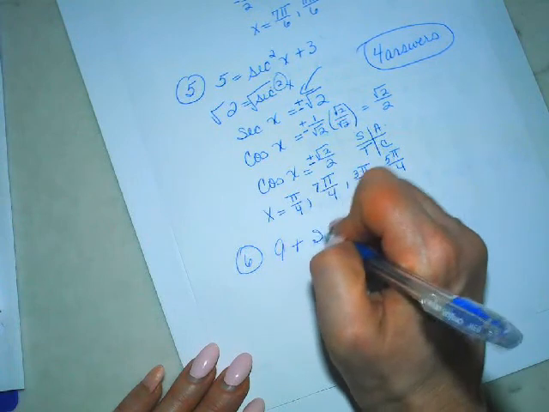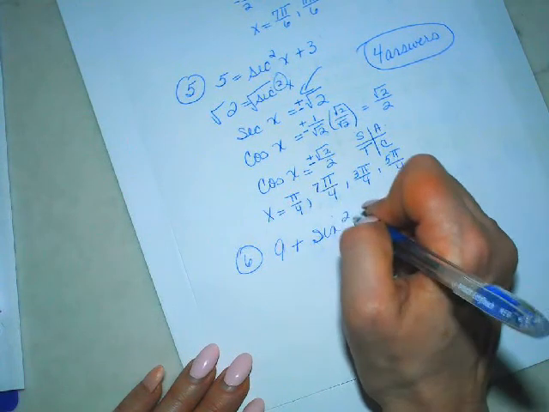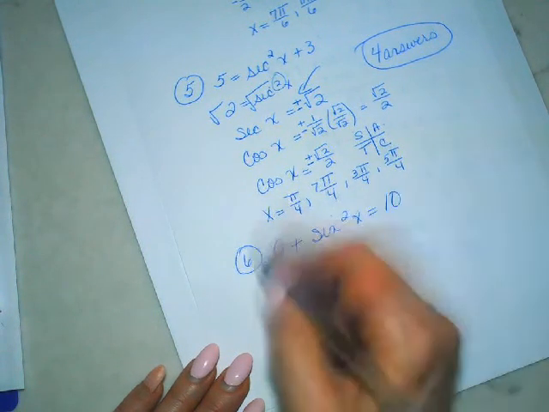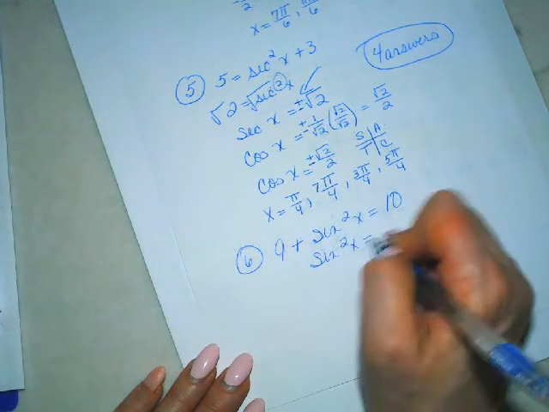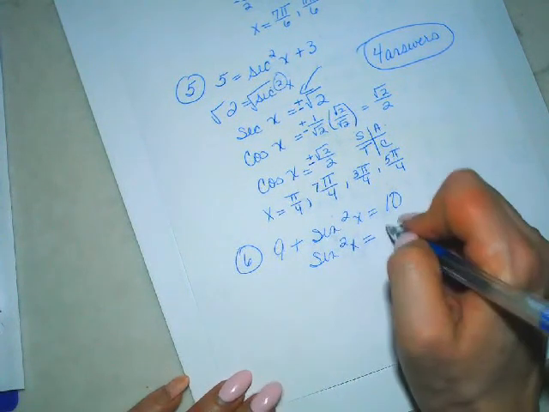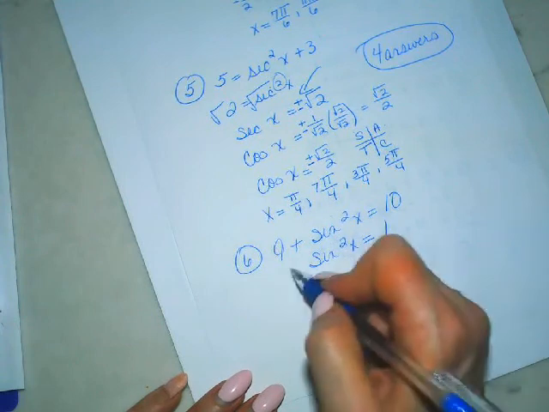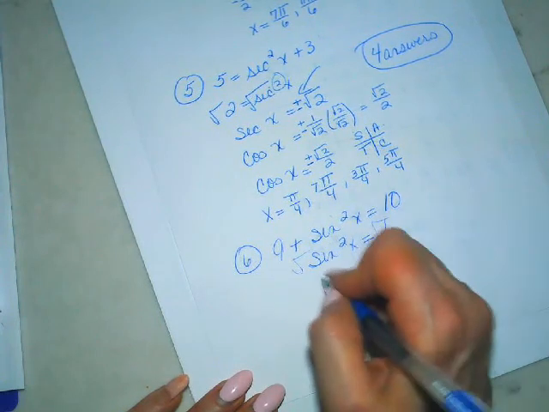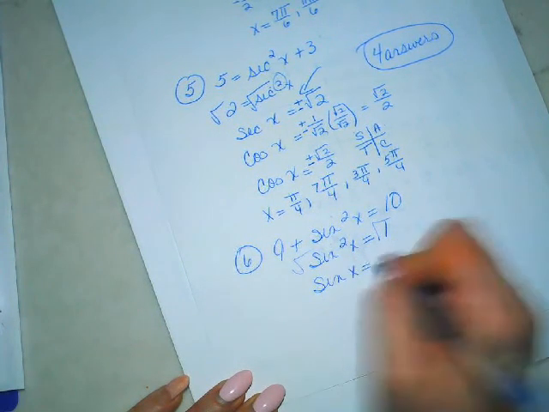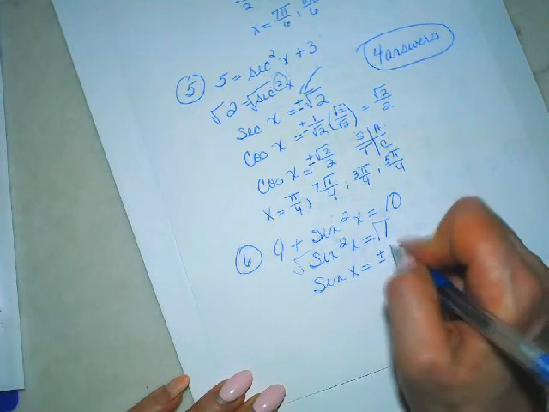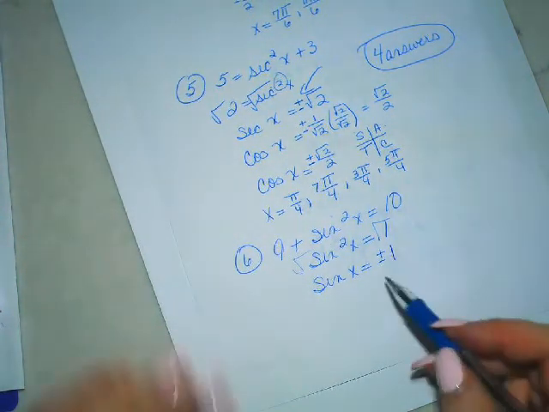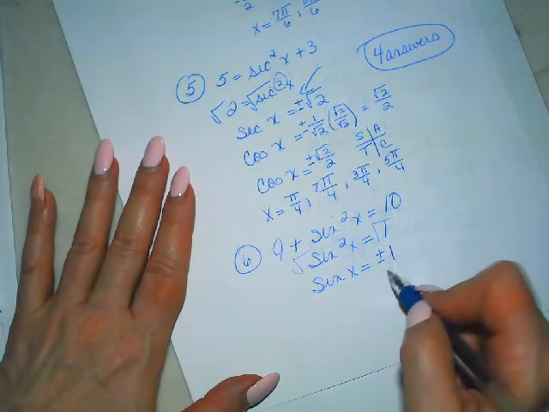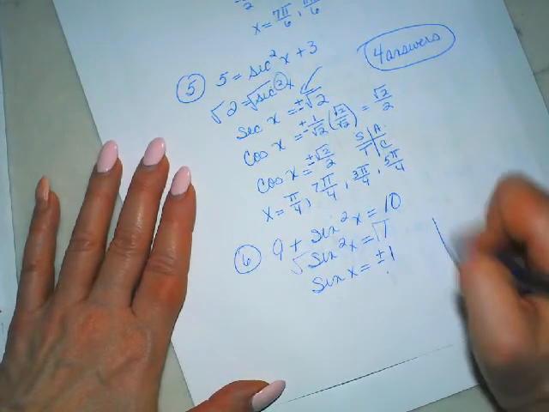So let's see. 9 plus the sine squared x equals 10. I bring the 9 to the other side. Here's exactly what I was speaking of. Sine squared x is 1, okay? When I square root this, it's still going to be plus and minus 1. It's not just going to be positive 1. It's going to be also negative 1.